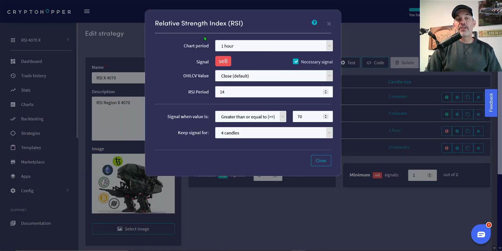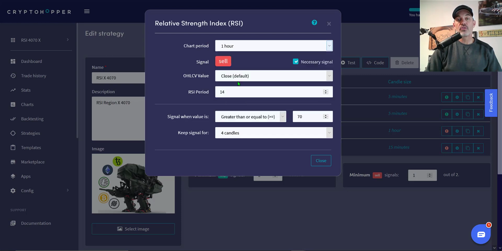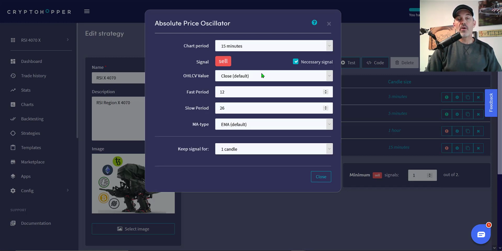On the selling, my strategy is a little different. It's a 14 period versus 9, and I'm looking for it to be greater than or equal to 70. So basically crossing up above the 70. And I'm on the 1 hour versus the 5 minute candles for the sell side. So that's a big difference. And I will keep that signal for 4 candles, because the way I have the APO configured is on 15 minute candles, and it needs to go negative.